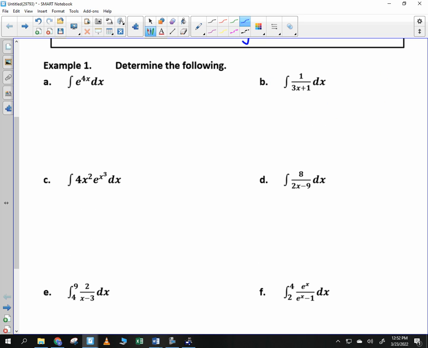Determine the following. We want the integral of e to the 4x. Now, it's never as simple as just e to the 4x. We do have to use substitution in this situation. So what do you think that u is? Good. u is 4x. So what is du? 4dx. Do I have a 4dx? No. So I multiply by 1/4, so 1/4 du is equal to dx. All right, so my new integral is 1/4 times the integral of e to the u du.